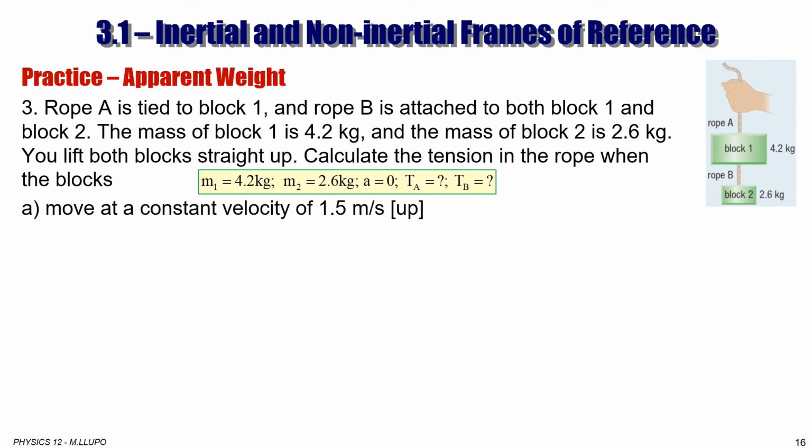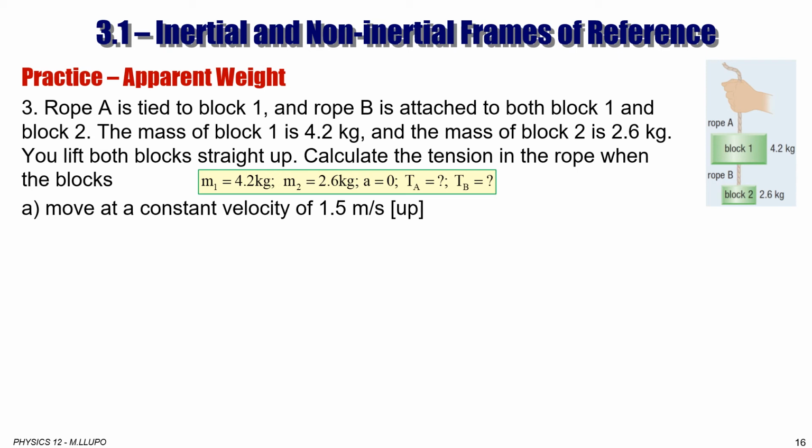This is a practice problem that includes first and second Newton law, and it is an application of the apparent weight. Rope A is tied to block 1, and rope B is attached to both block 1 and block 2. The mass of block 1 is 4.2, and the mass of block 2 is 2.6. You lift both blocks straight up. Calculate the tension in the rope when the blocks move at a constant velocity of 1.5 meters per second up.